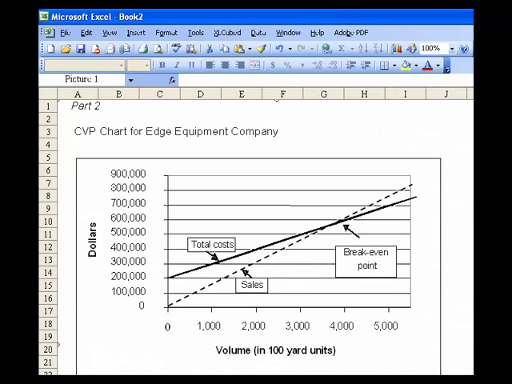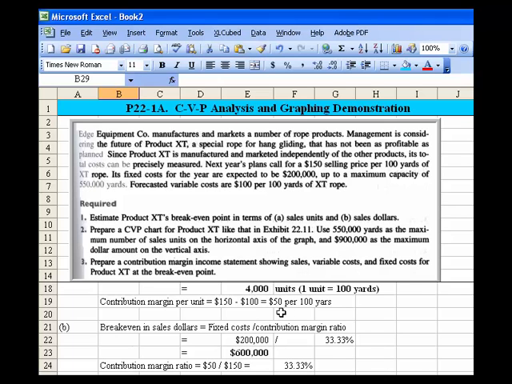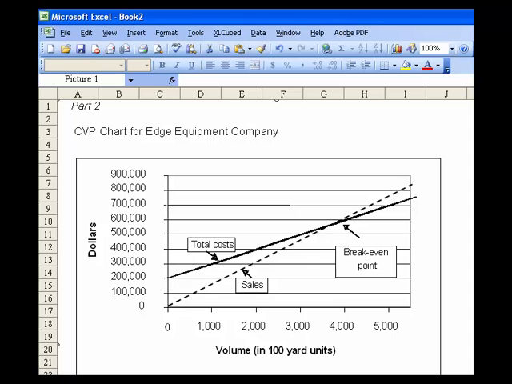Okay, so in this example of CVP chart for the Edge Equipment Company, what you see is the total cost will start off at the break-even point of 200,000, right? And then it will move up in a ratio of what? $50 per 100 yards. Oh, and I have another typo here, okay? So we know the fixed costs are 200,000, and then we know we're going to earn $50 contribution margin, and we see that $50 improvement as the volume goes up on this line right here.